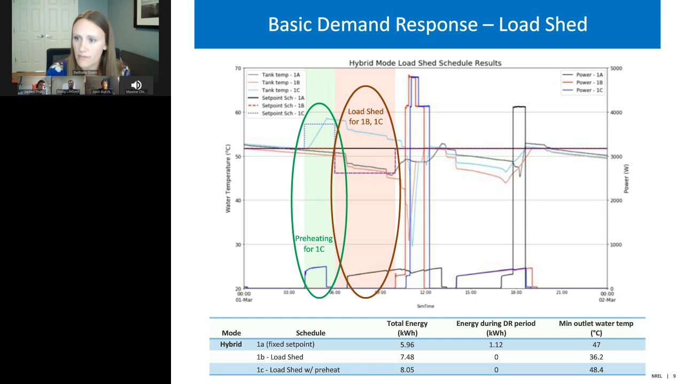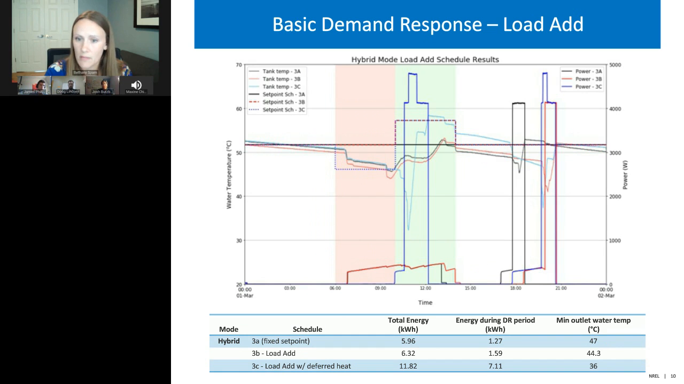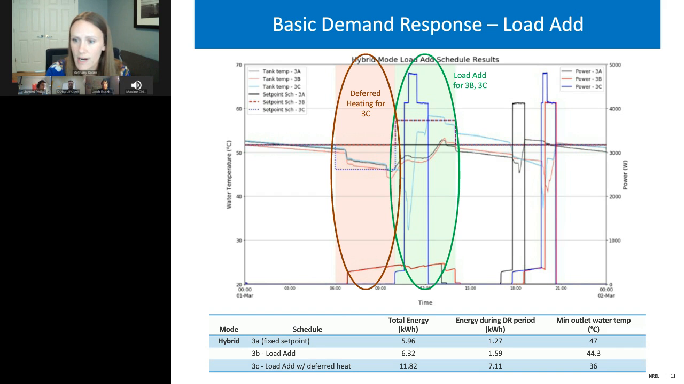So same type of graph for load add and same color scheme. The black line is again our static set point, red is our basic load up, and blue is our more advanced load up with the deferred heating. And you can see that the blue case does not do any heating during that 4-hour deferred heating period, whereas the basic load up and the base case do.